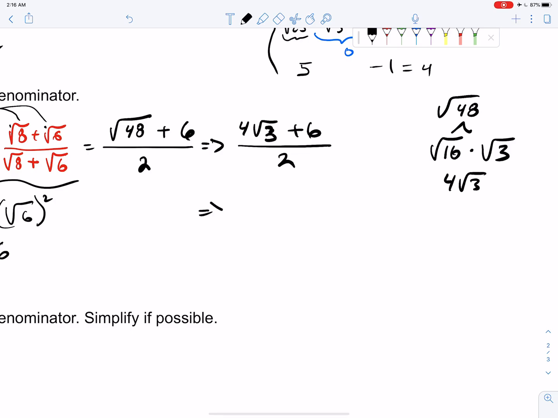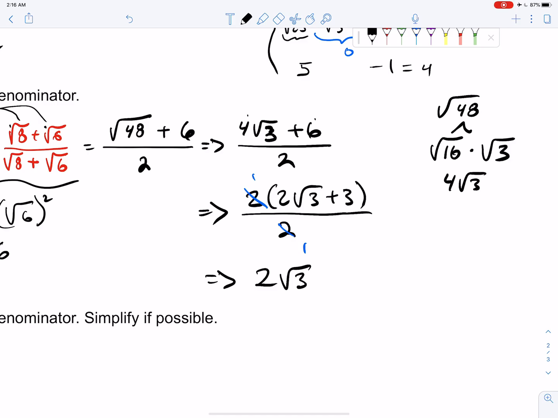Now once again, we want to factor out so we can reduce that 2. And I see a common factor of 2 with a 4 and a 6. So I factor out a 2, and I'm left with 2 root 3 plus 3. And I've got a common factor of 2 that can be reduced, leaving me with my beautiful answer of 2 root 3 plus 3.